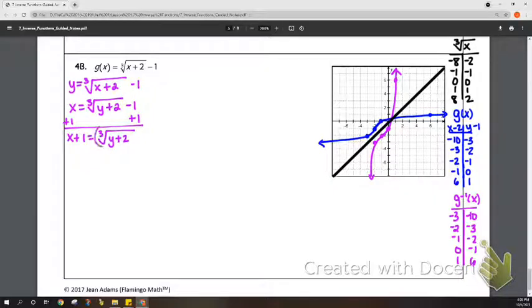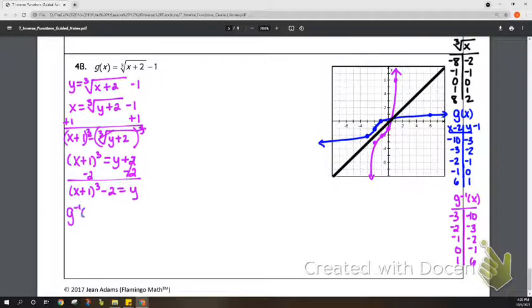Then to get rid of the cube root, we have to cube it. So we're going to cube the whole other side. So we got x plus 1 cubed equals the cube root and a cube cancel, so you get y plus 2. And we're still trying to solve for y, so subtract the 2. So we get x plus 1 cubed minus 2 equals y. And then remember, take it back to function notation. So instead of y, we're going to put the inverse of g of x is equal to the x plus 1 cubed minus 2.